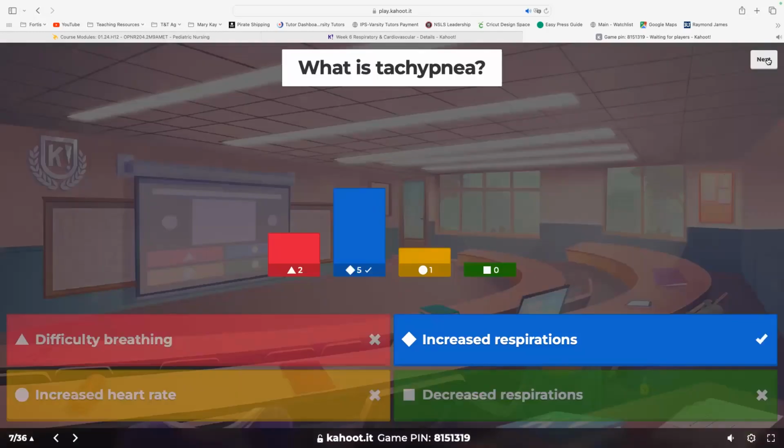Tachypnea is going to be increased respiration. So anything tachy is going to be faster. And then the apnea is related to our respiratory system.